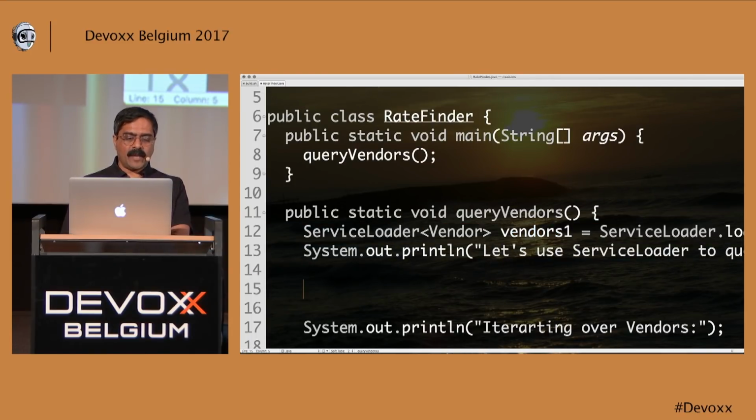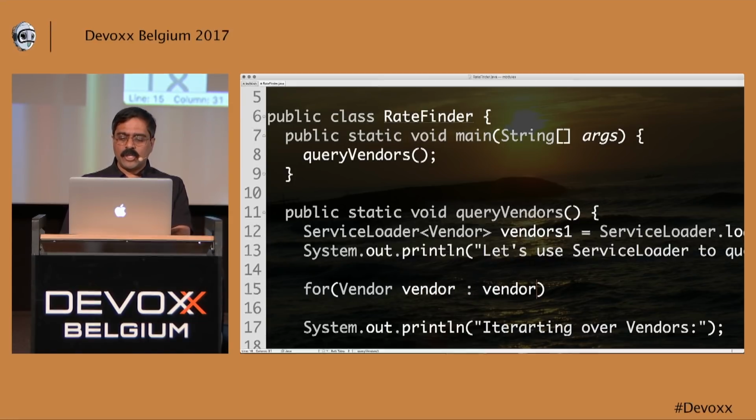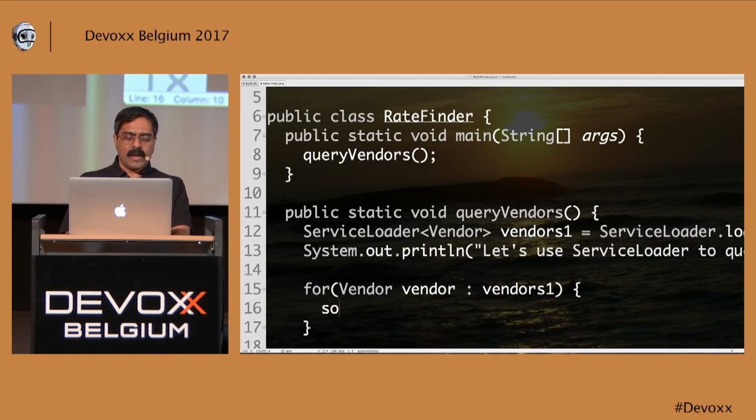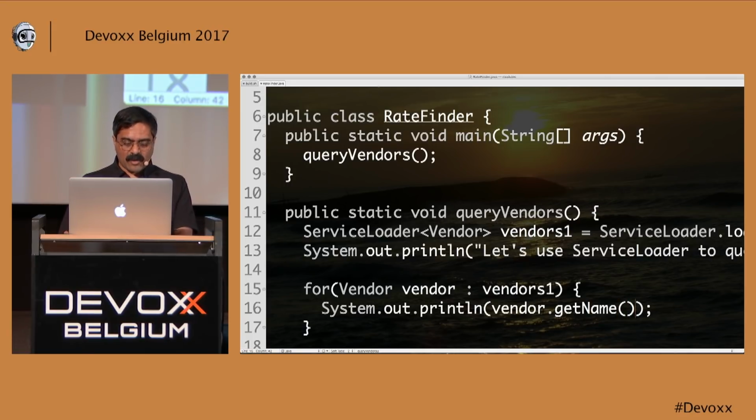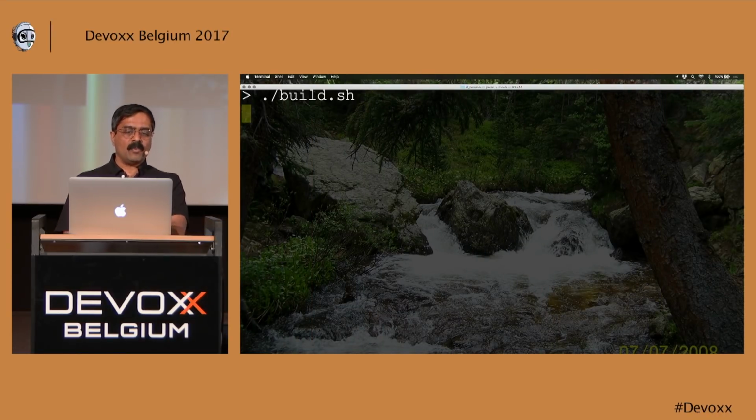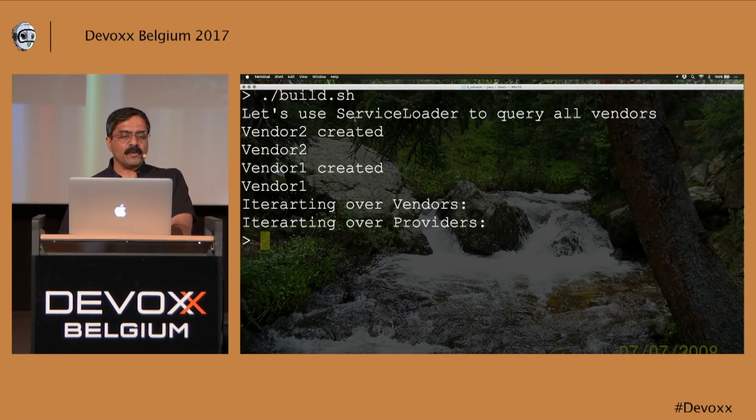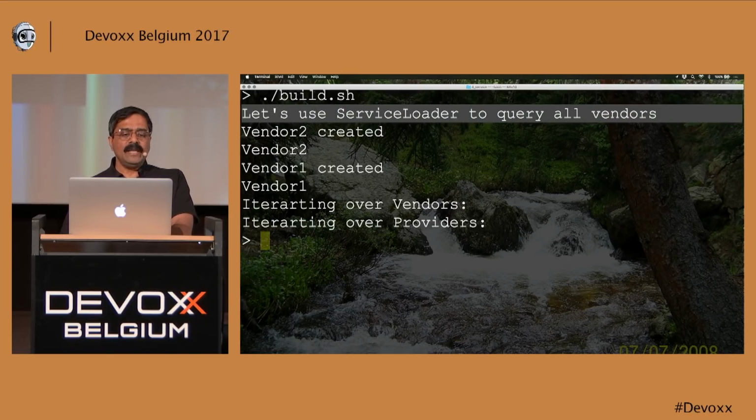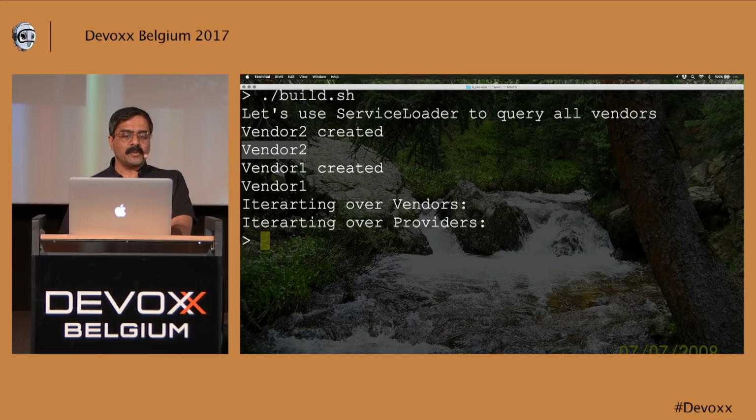Then I say for vendor coming from vendors1, and what am I going to do here? Output. And what am I going to output at this point? vendor.getName. And similarly, I can call vendor.getPrice or getRate, not a big deal. So when I run this now, what does it do? Notice in this example, it printed this, and only then it created vendor 2, printed vendor 2, and only then it created vendor 1, printed vendor 1. That's how lazy it is. Right? So we can get these things.